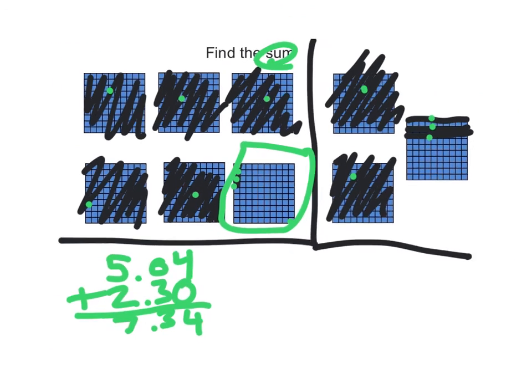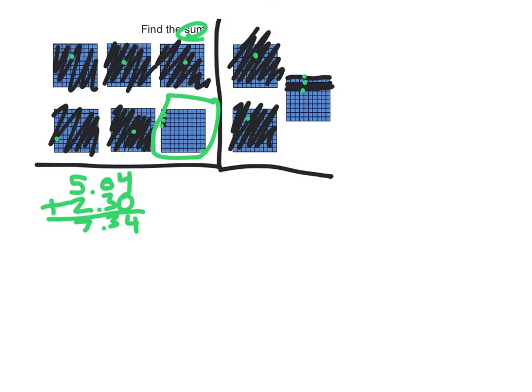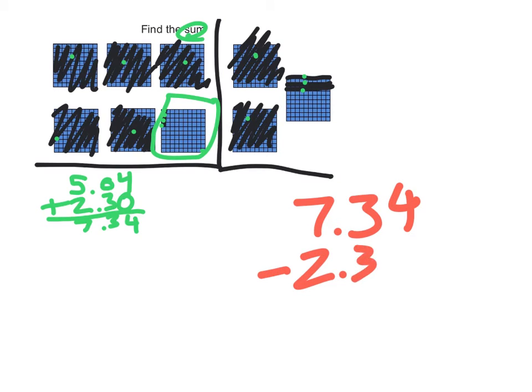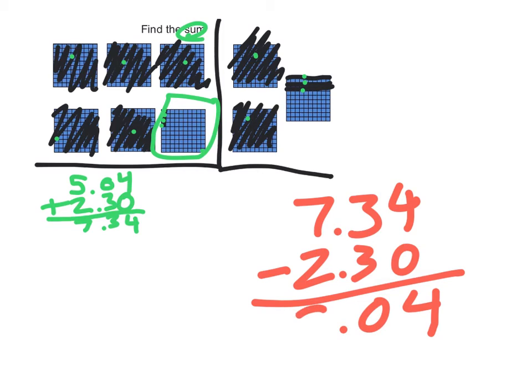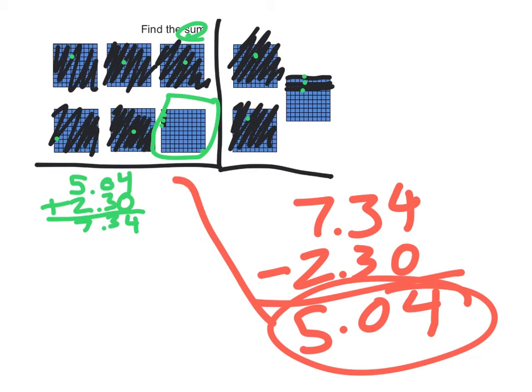Let's zoom this out so I can check my work. Really important to check my work. So I got 7 and 34 hundredths minus 2.30. 4 minus 0 is 4. 3 minus 3 is 0. Drop my decimal. So I've got 5.04, 5.04. All good.